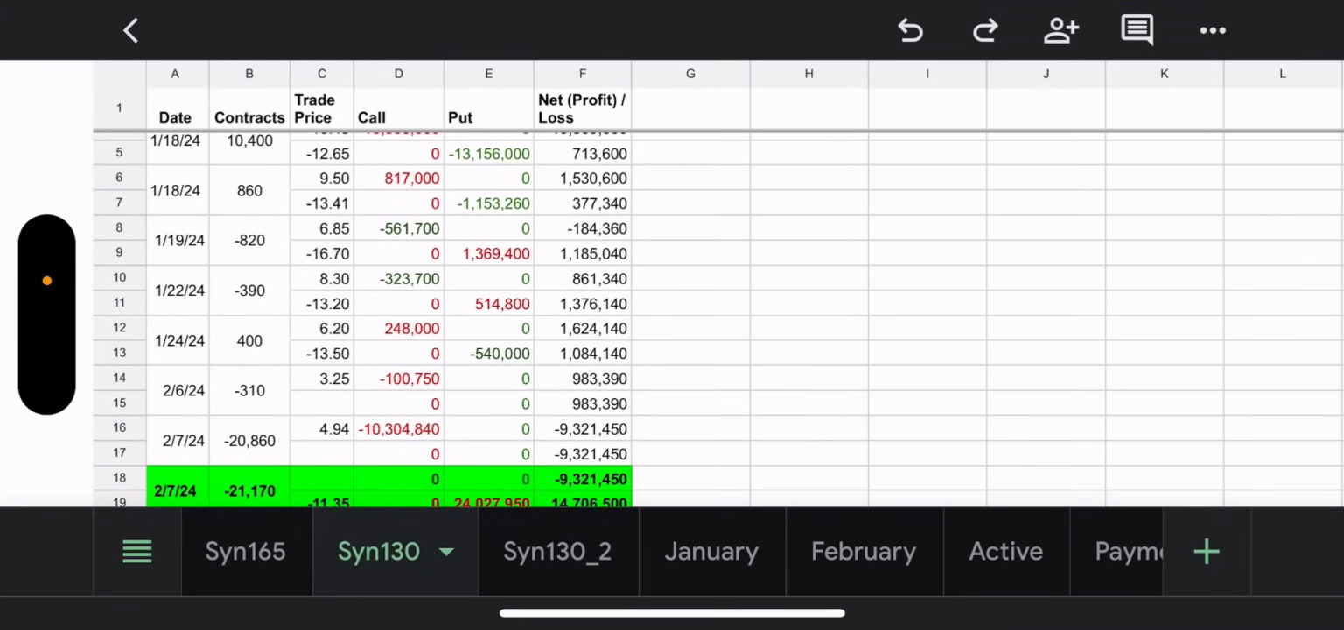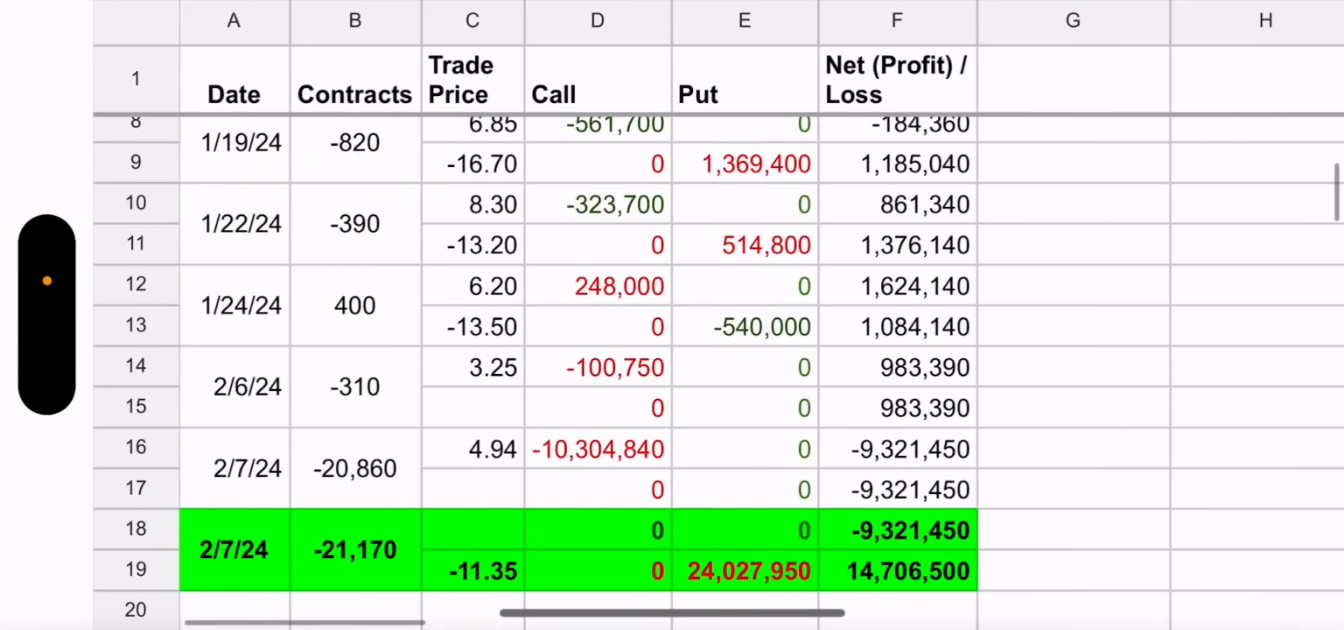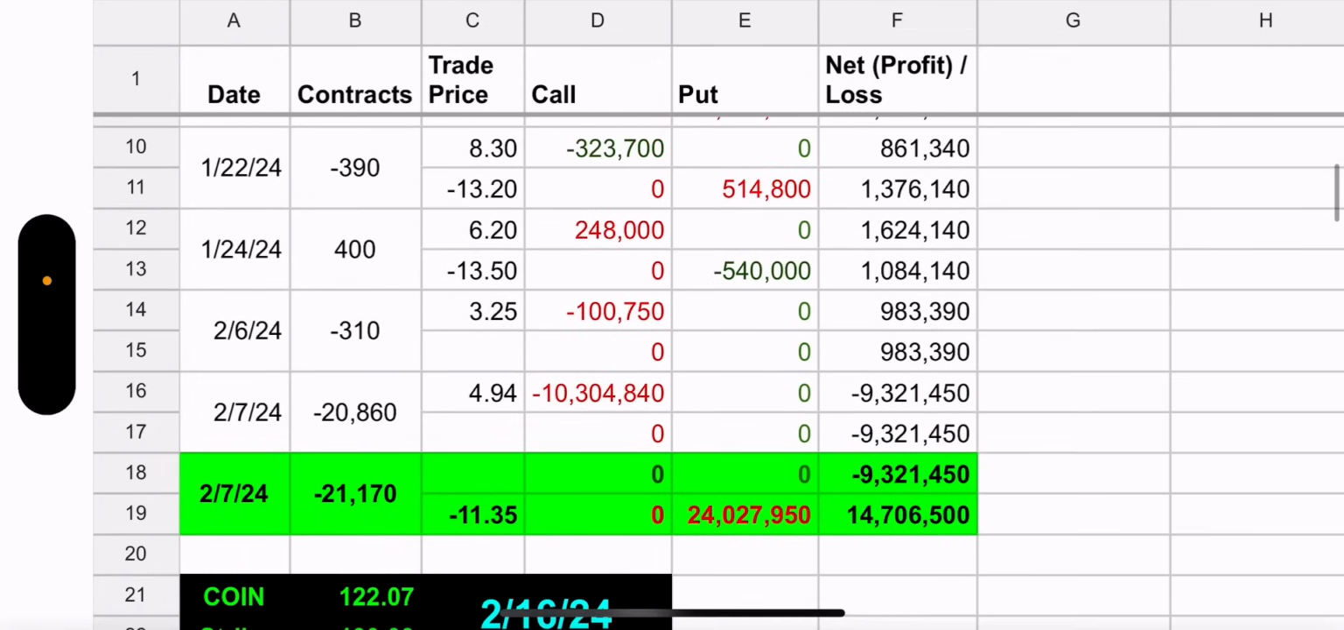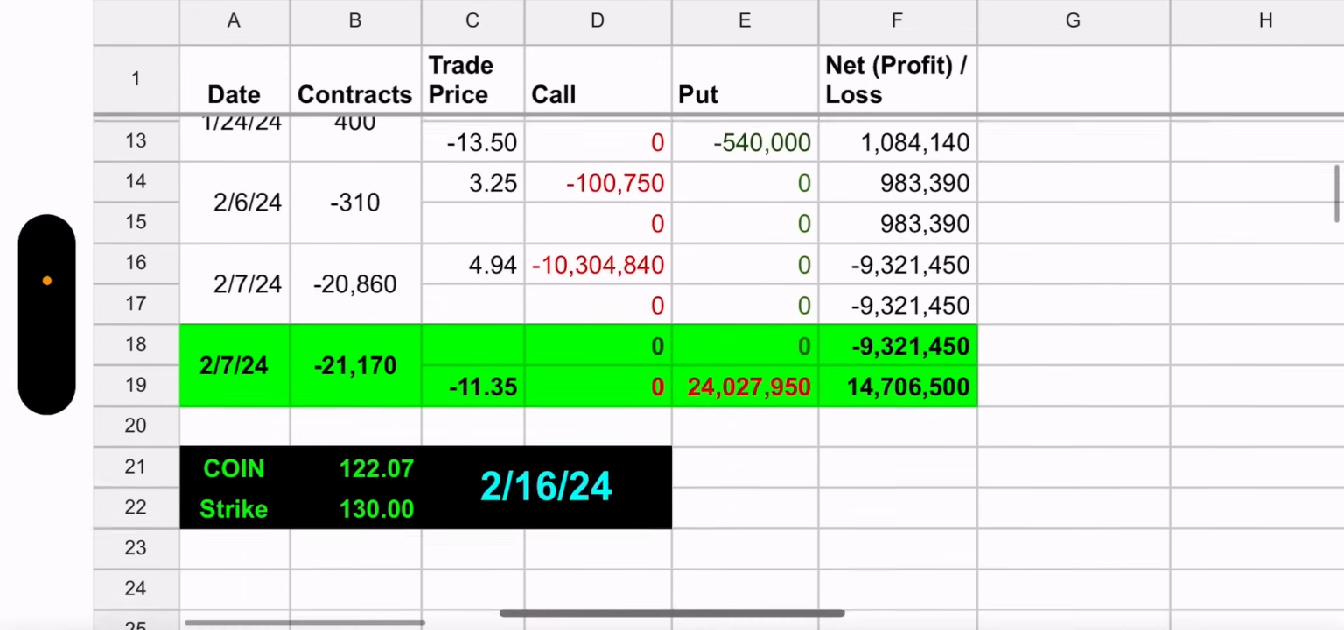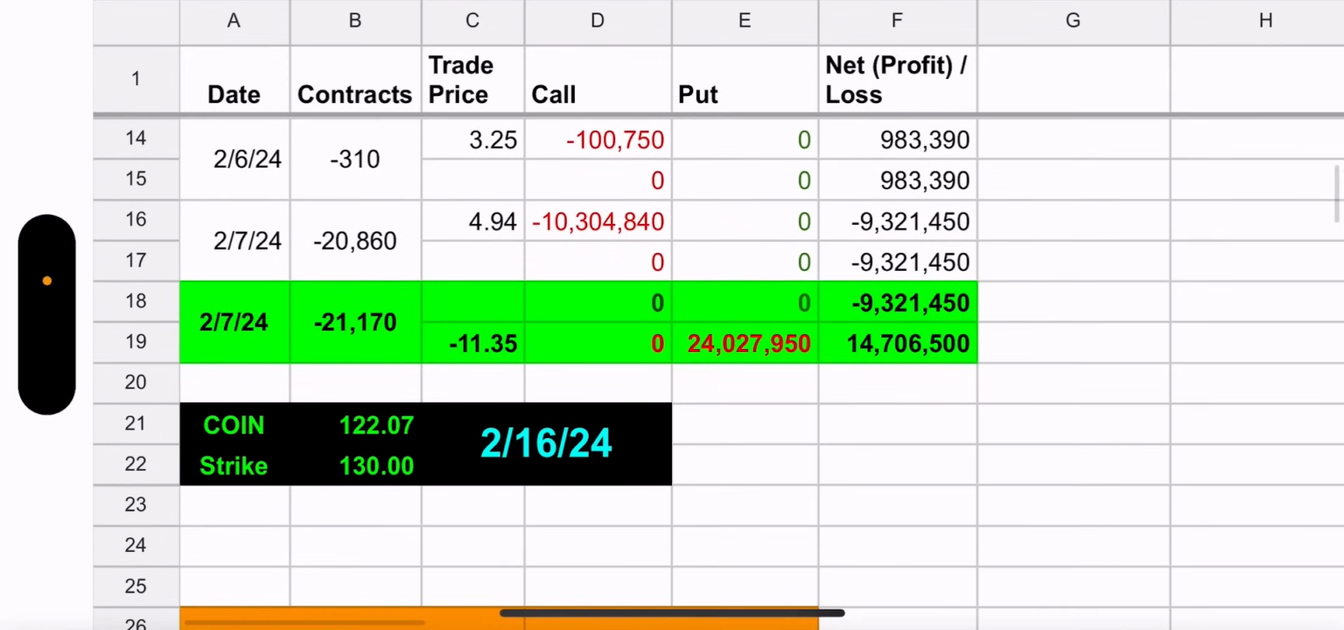Very confusing. All right, so here's the synthetic 130. This is the one that expired February 16th. So yesterday, I didn't have the 310 on here, so I added it back. There's the 310, and there's the buy call. I'm sorry, the sell call. So they sold their call, 310 contracts. They got $325 per share.